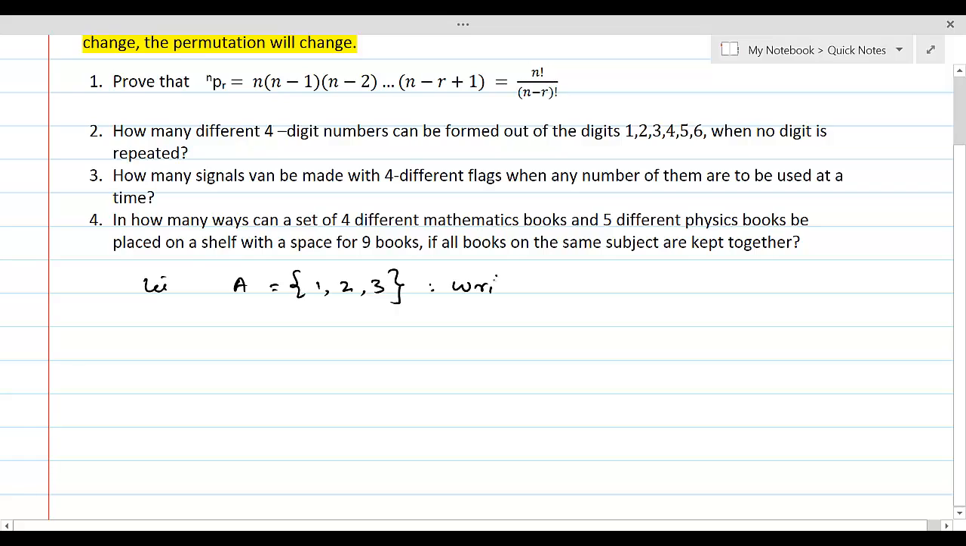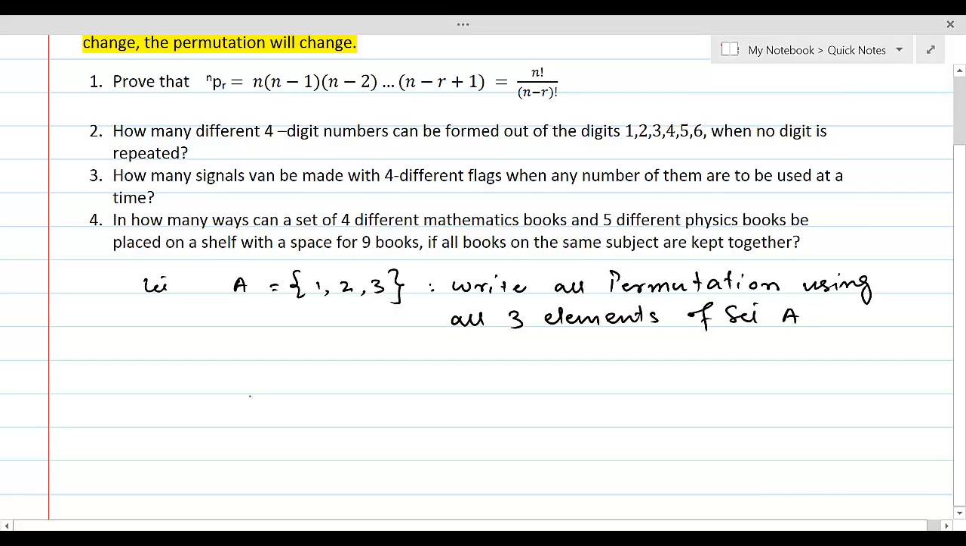Write all permutations, and of course we will be using all 3 elements of set A. The first permutation P1, that would be 1, 2, 3. So that would be the first permutation.